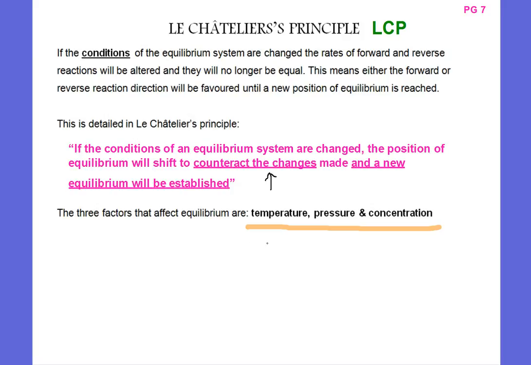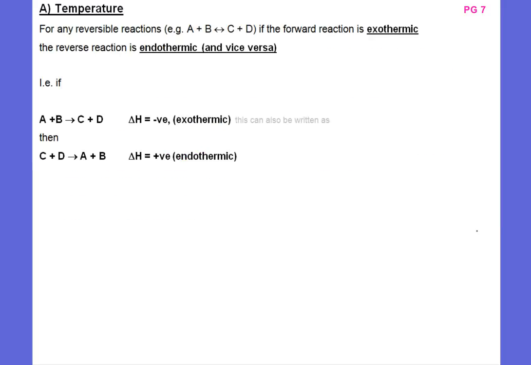And there are three things you can do to affect equilibrium: change the temperature, change the pressure, or change the concentration. We're going to look at each one of those in turn to see how they affect equilibrium. So the first one I'm going to look at in detail is temperature.